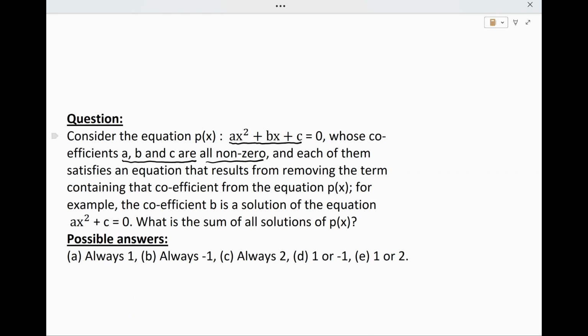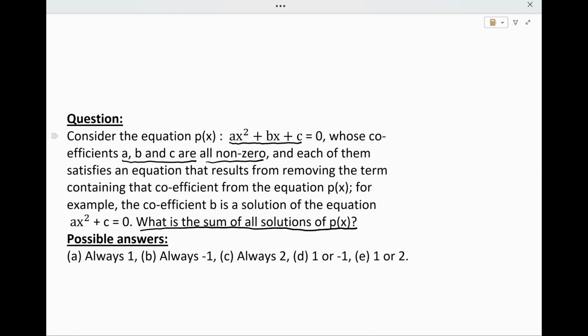In the previous equation, the term containing b has been taken out, so what is remaining is ax² + c = 0. Then the question is, what is the sum of all the solutions of P(x)? Possible answers are always 1, or always minus 1, or always 2, or 1 or minus 1, or the final one, E, or 2.